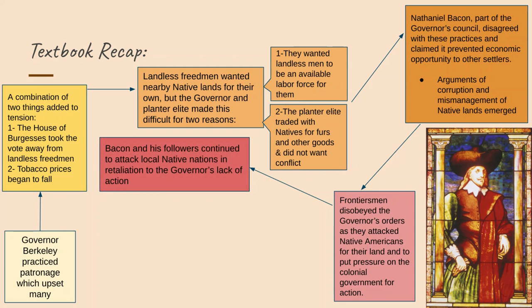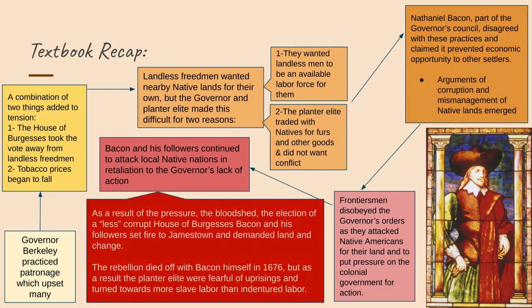Bacon and his followers continue to attack local native nations, and they're doing this specifically in retaliation to the governor's lack of action or lack of wanting to take action. So, as a result of the pressure, the bloodshed, as well as the election of a less corrupt House of Burgesses, Bacon and his followers set fire to Jamestown and they begin demanding land and change with this situation. Now, unfortunately for Bacon and his followers, the rebellion quickly dies off when Bacon himself dies of dysentery in 1676.